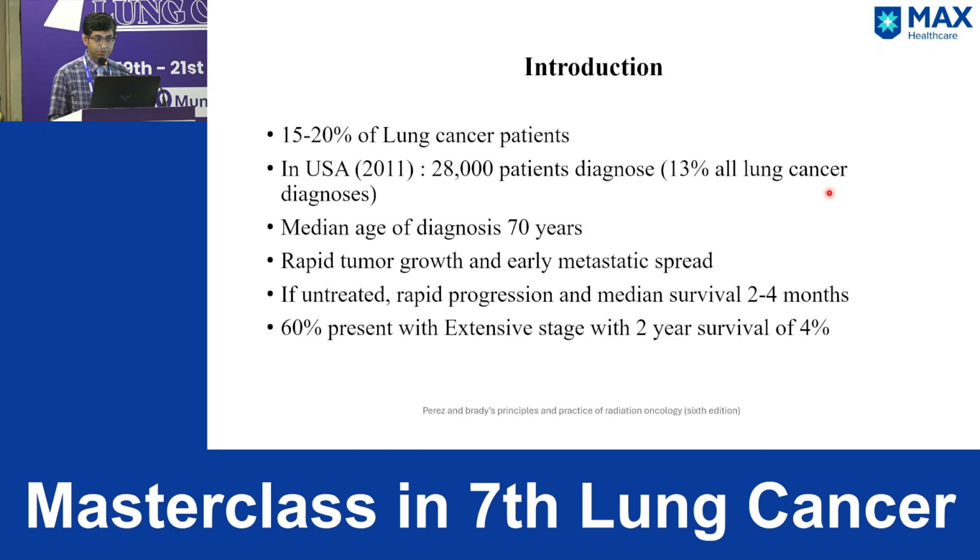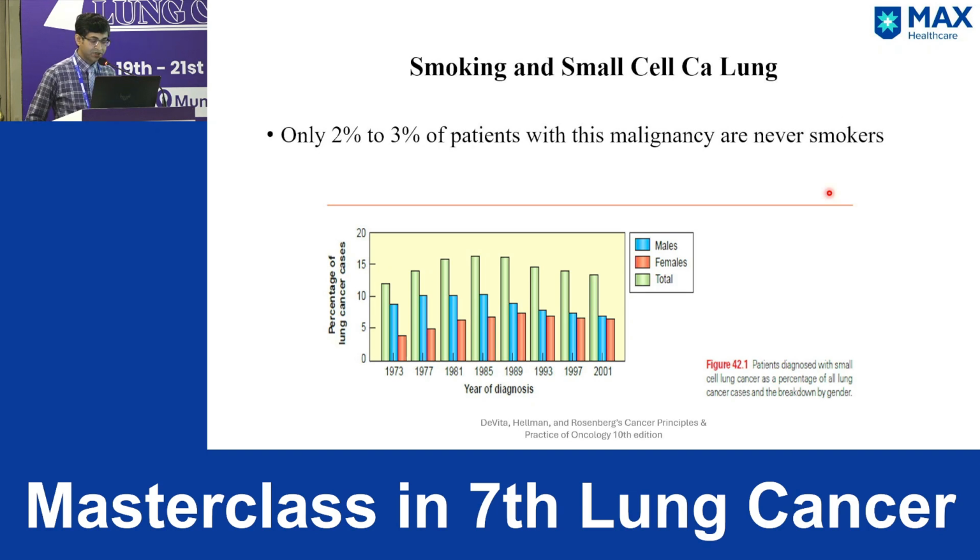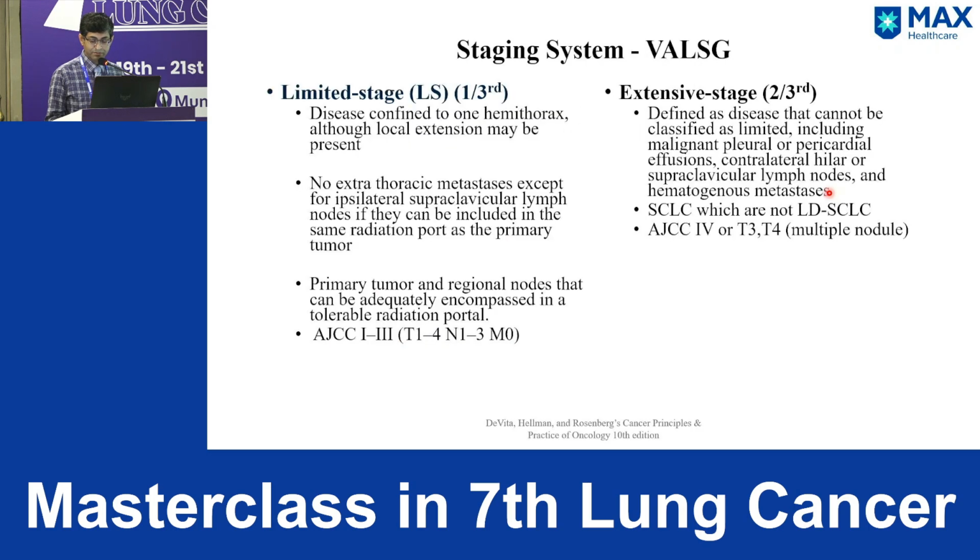We all know that 15 to 20% of lung cancer patients will be of small cell lung cancer, and it's mainly seen in aged smokers. Most of the patients will present with significant symptoms which can also include superior vena cava obstruction because of large mediastinal lymphadenopathy. It's a fatal disease, and if untreated, death usually happens within 2 to 4 years. Most of the patients will present with an extensive stage tumor, having a 2-year survival probability of only 4%. So smoking is a significant contributing factor behind this.